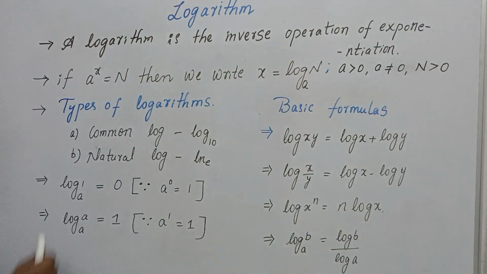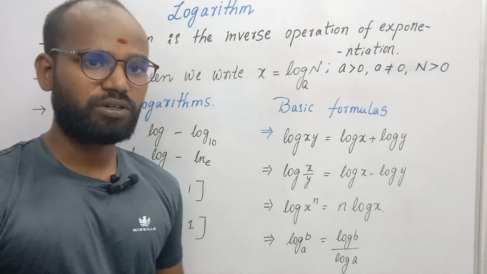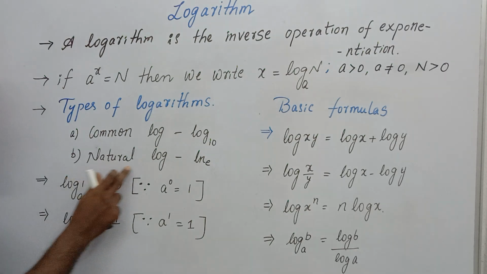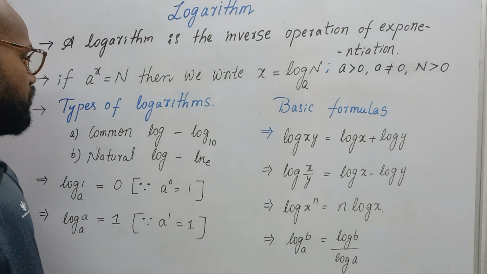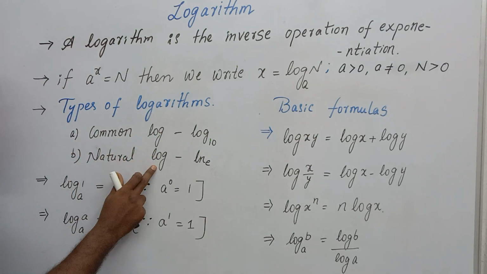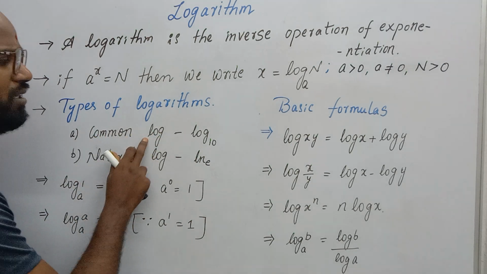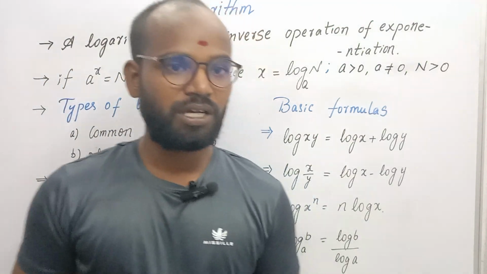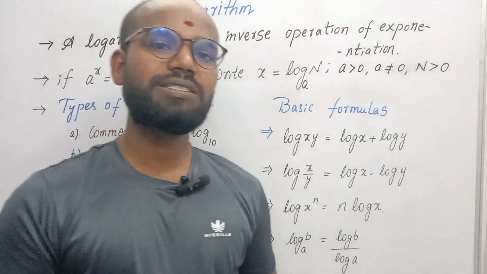Right. So now, types of logarithms. There are two types of logarithms present: the common logarithm and the natural logarithm. What is the common logarithm? The common logarithm is with base 10, and the natural logarithm is with base e.